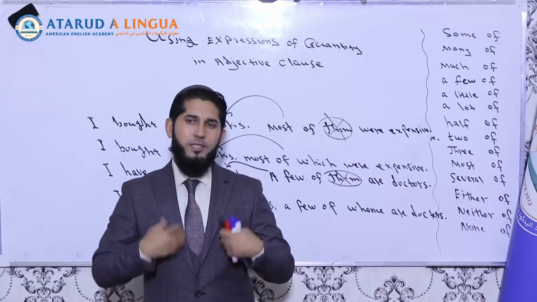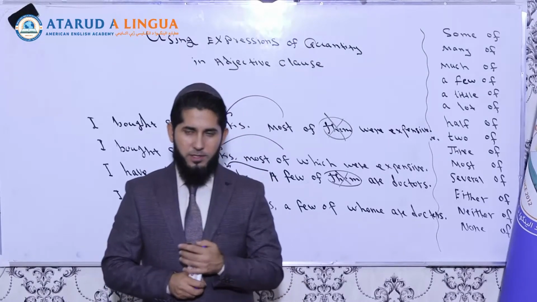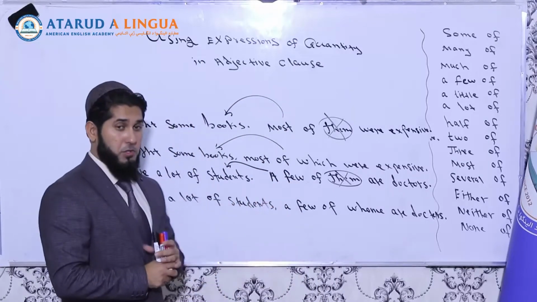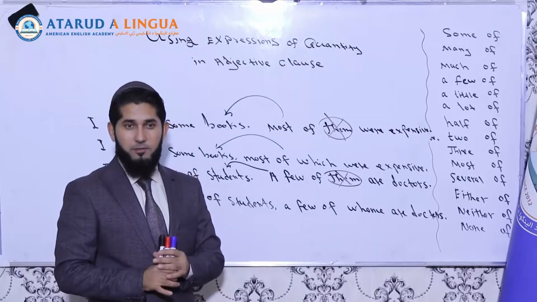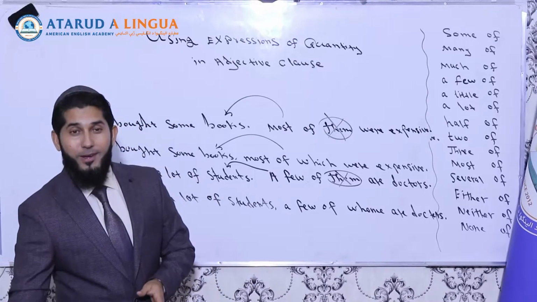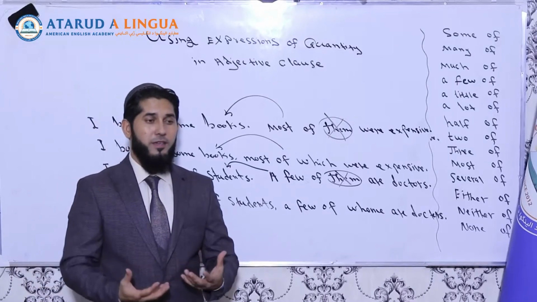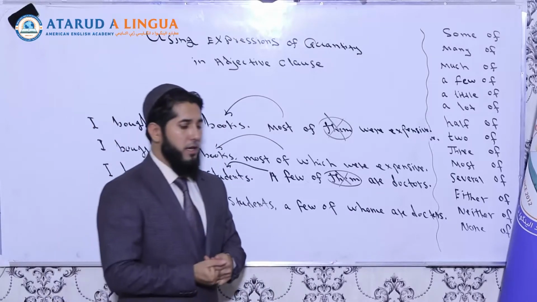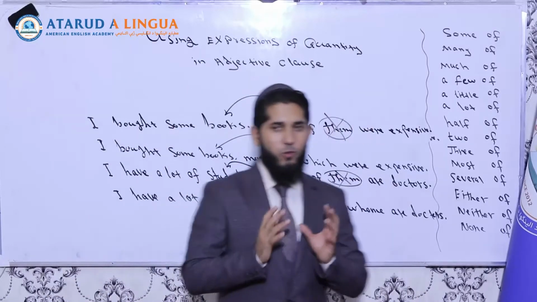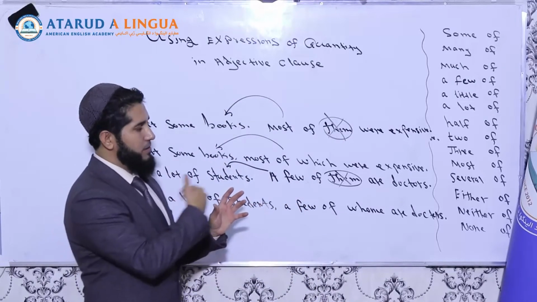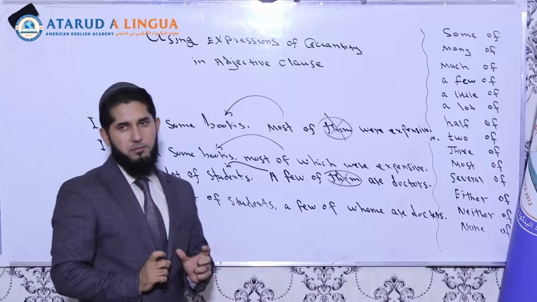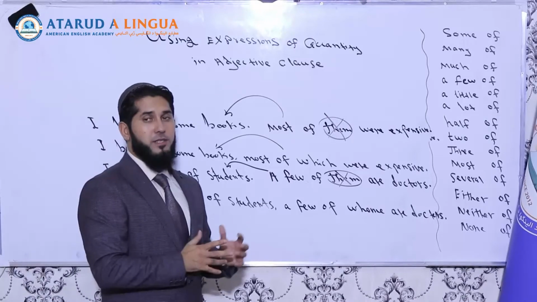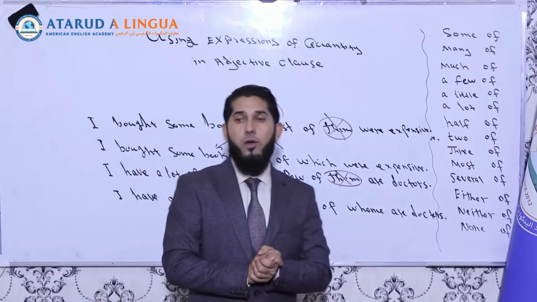Okay? So this is how we use expressions of quantity in adjective clauses. Any questions regarding today's lesson? Are you sure? Okay, no questions. Everything is fine. So now it's your turn to make sentences, to make complex sentences, to make examples, okay? And after that, we're gonna be done with this part, and we're gonna have the next clip about replacing whose with noun plus of which and noun plus of whom. Okay, come on, make examples.